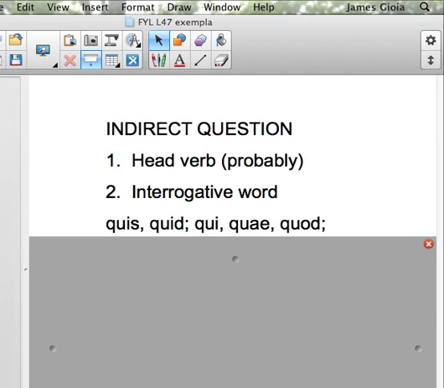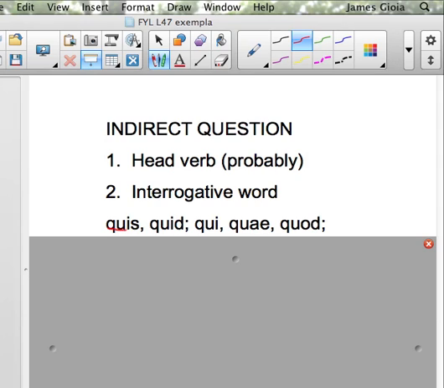We start with quis, quid. Okay, quis, quid, who or what? And of course there are other forms of this, but that's an interrogative word. That word asks a question. Qui, quae, quod. Yes, that can be a relative pronoun, but it can also be an interrogative adjective, meaning which or what, like which boy or what girl.